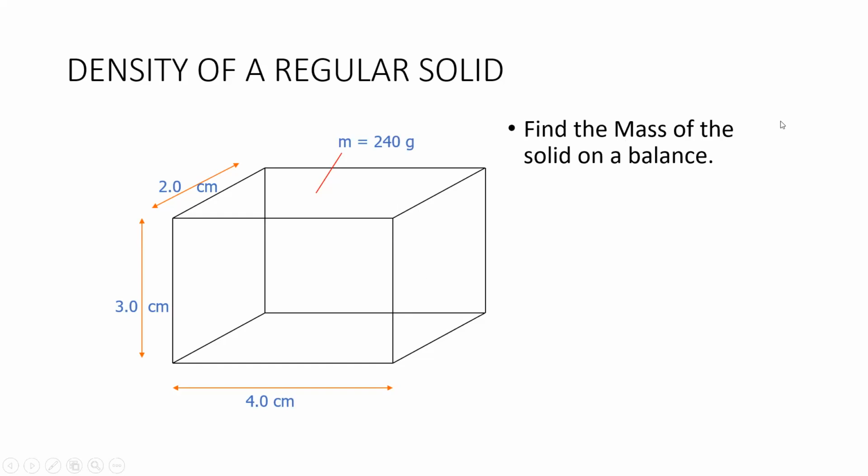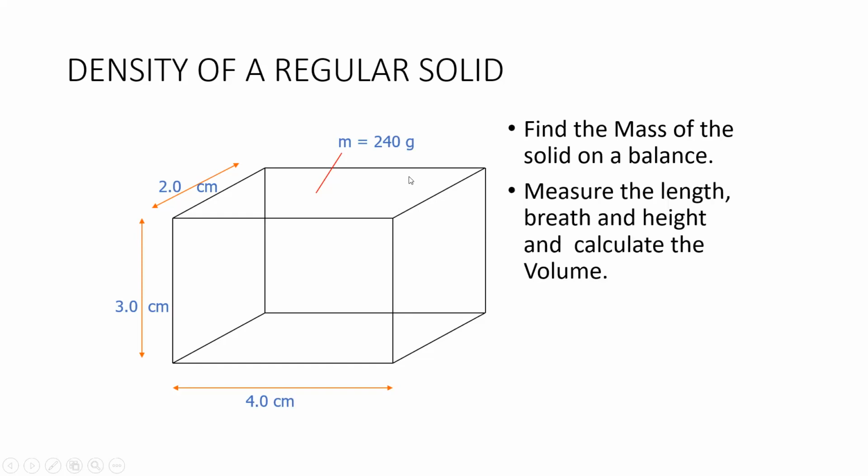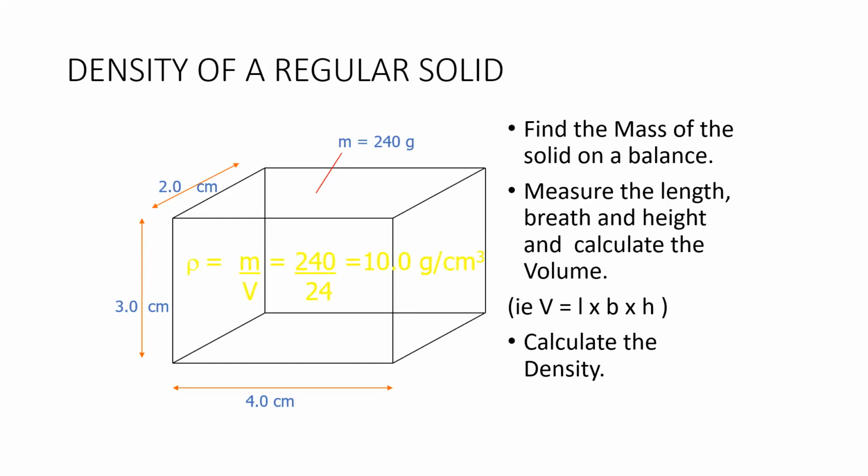What we will do, we'll find the mass of the solid by placing it on a balance. Then we'll measure the length, breadth and height and calculate the volume, which is length into breadth into height, or length into width into height, and then calculate the density, which is mass per unit volume. So we'll get 10 gram per centimeter cube. Because it's a density, it will be gram per centimeter cube. Is it clear how we work out the density of a regular solid, a solid with a definite shape?